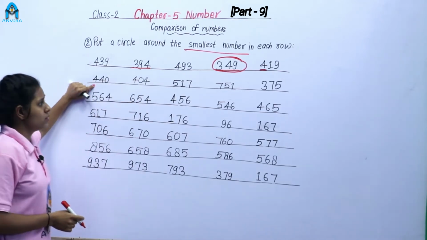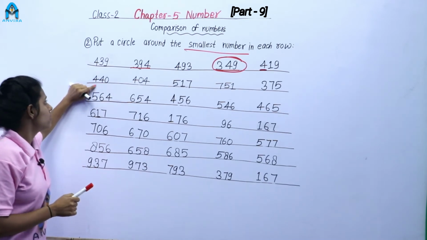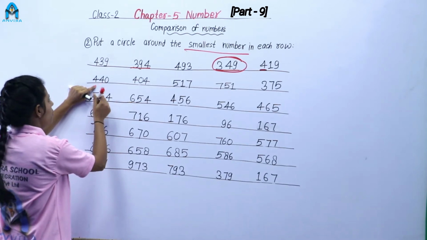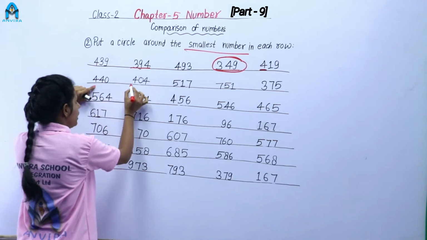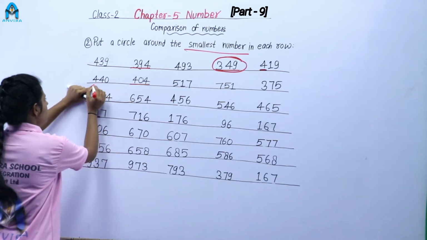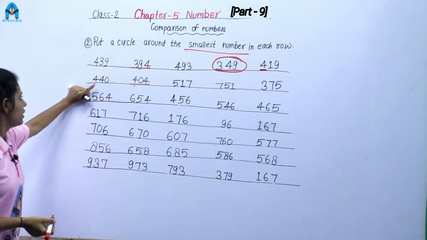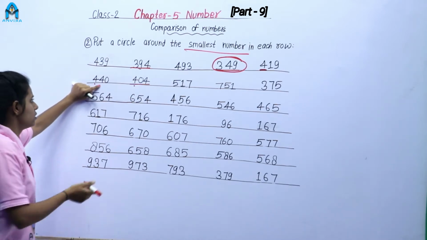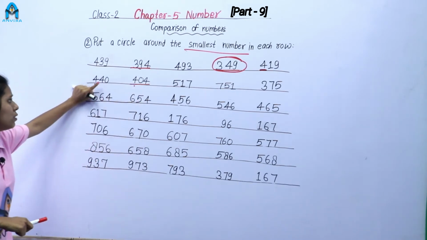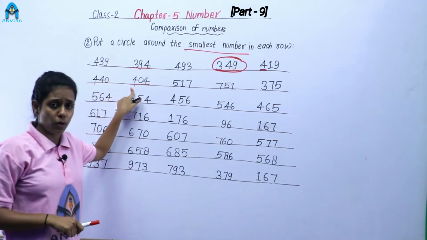All numbers have 3 digits. The first number is 440. Now compare 440 and 404. So the hundreds place, here is 4 and here is also 4. Let's go to the tens place. So here is 4 and here is 0. So which is smallest? Yes, 404 is smallest.